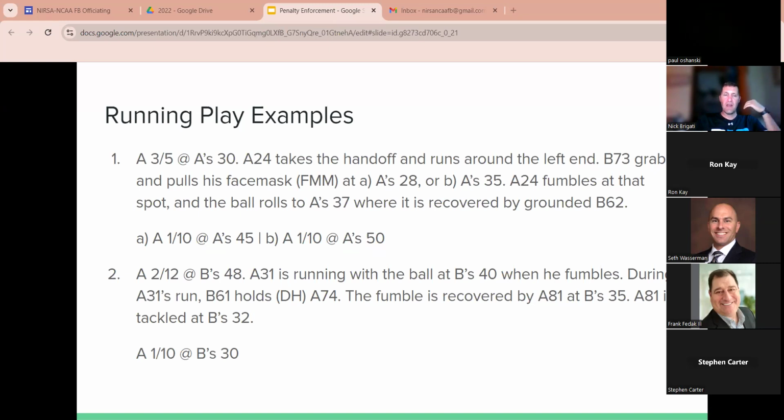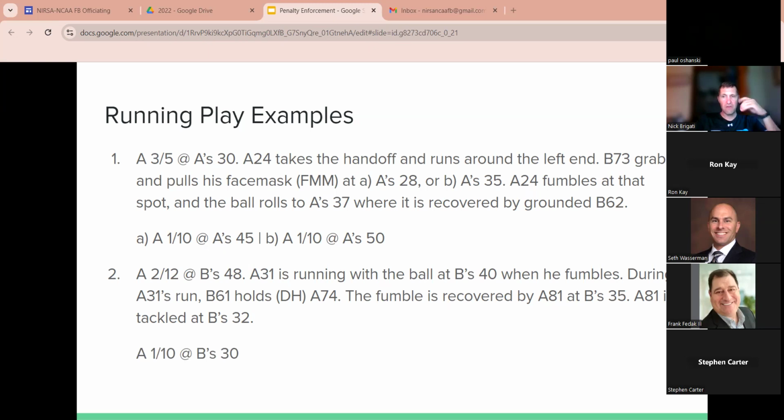If he had just been held and then been tackled at the 32 without the intervening fumble, never lost possession, we would be in a situation where we could tack that on to the end of the run. Everybody with me there? Questions so far?